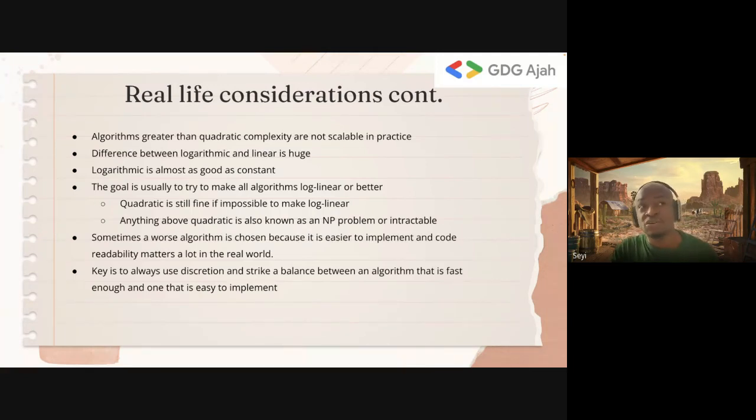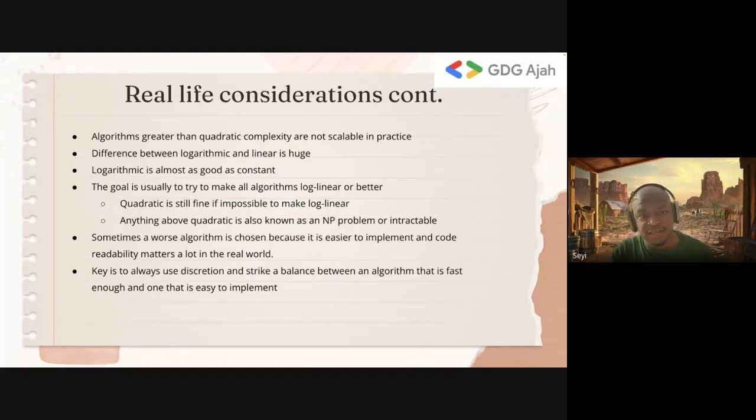The difference between logarithmic and linear is huge. It's a very, very big one. Logarithmic is very important to understand, and logarithmic is almost as good as constant. If you look at it in the real world, it's really almost as good as constant. So the goal is to try and make algorithms log linear or better. But quadratic can still be fine in some cases. Anything above quadratic is known as an NP problem. That's the term they usually call it.